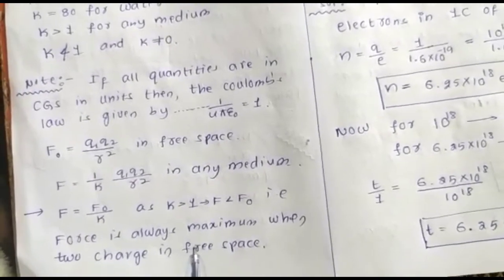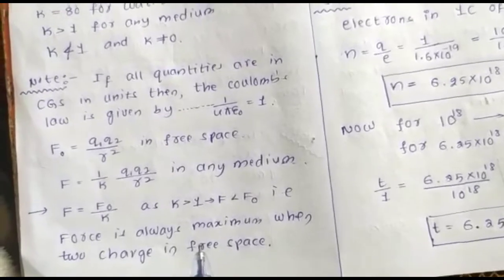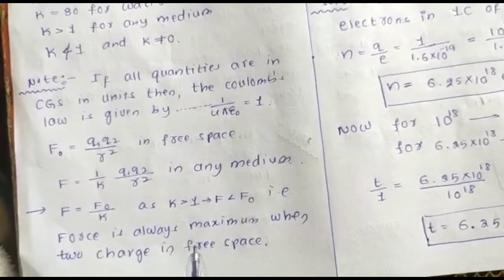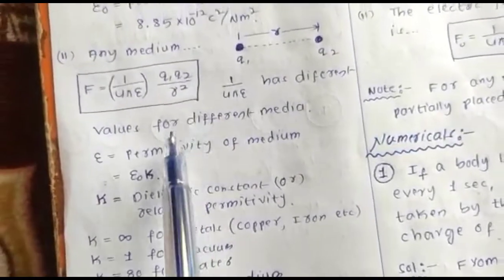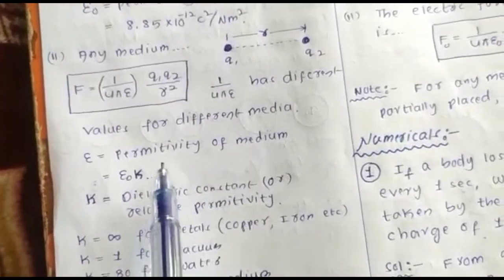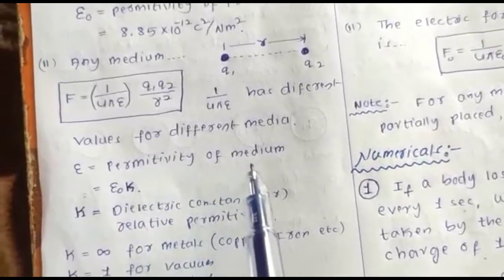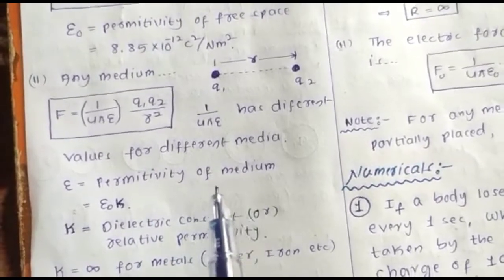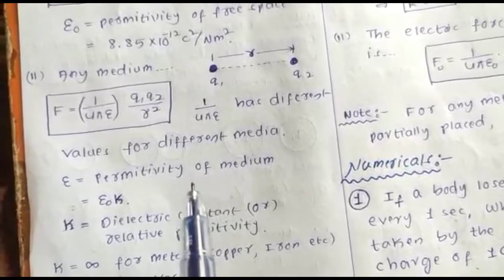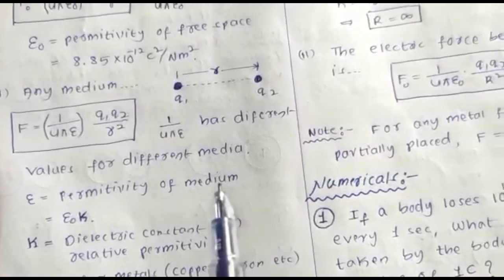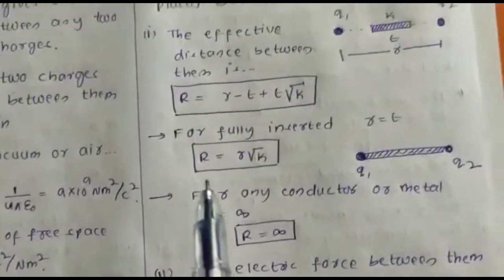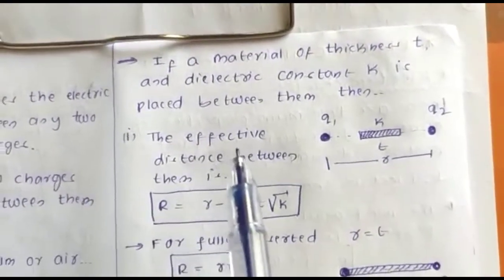Therefore when the two charges are taken into a medium, the force is going to decrease due to one property. That property is nothing but the permittivity of the medium. Permittivity of the medium can be defined as a property of a medium. It is not a property of charge, it is a property of the medium which causes the change of electric force between any two charges. And here is one more important point for problem solving.